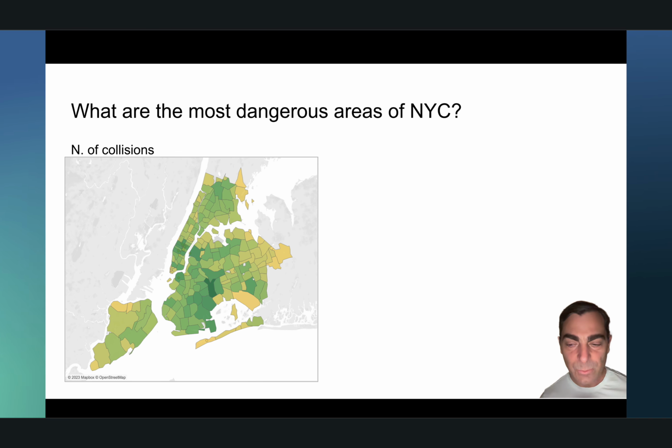But wait a minute. It's more complicated than that, because this is the number of collisions, but the number of collisions is also related to how many cars are in any given region at any given time. So it's correlated to that. So if there are more cars, there are more collisions, but it doesn't necessarily mean that it's more dangerous. So this is the problem with translating the idea of most dangerous into number of collisions.